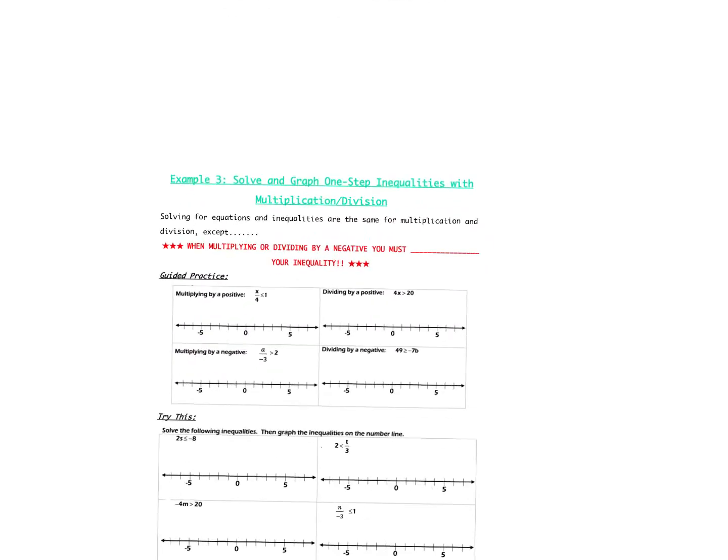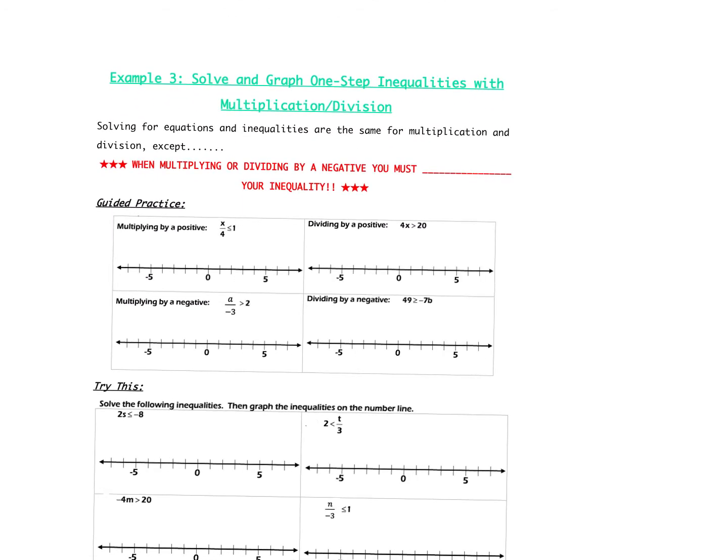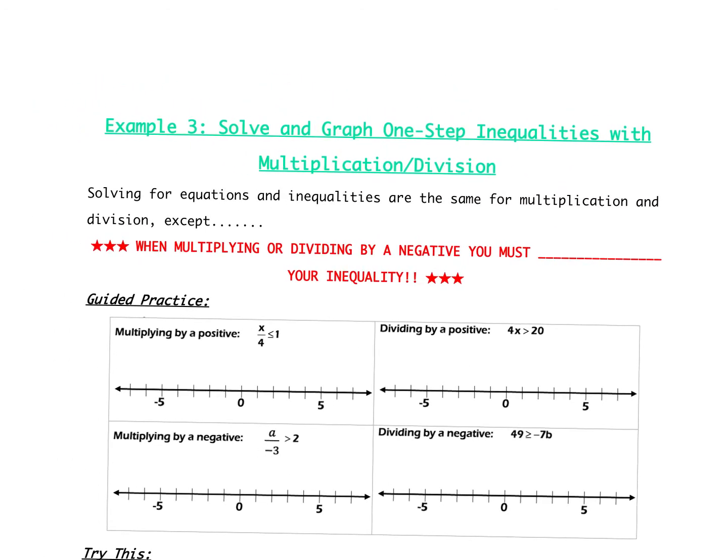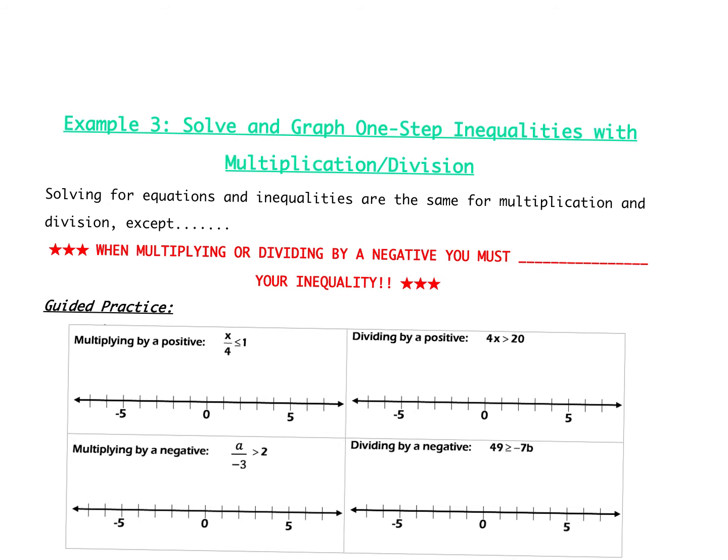I'm going to move on to example 3, solve and graph one-step inequalities with multiplication and division. So solving for equations and inequalities are the same for multiplication and division, except for one key thing. This is important. If you learn nothing else from this lesson, this is the most important. When multiplying and dividing by a negative, you must flip. And make that real big. Make sure you make it big so you don't forget. This is the most important thing from this lesson. You must flip the inequality sign.